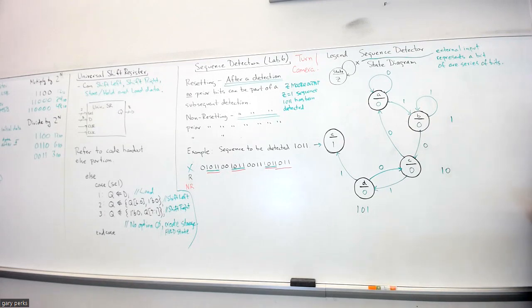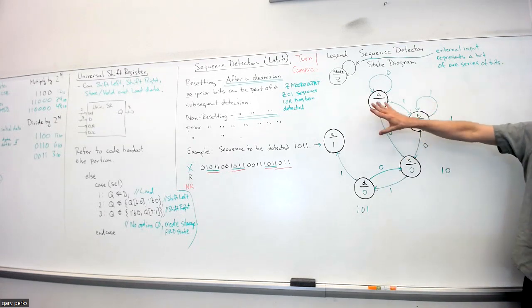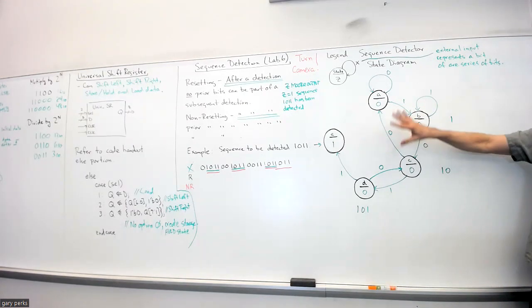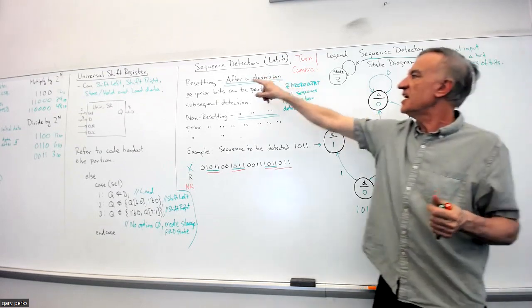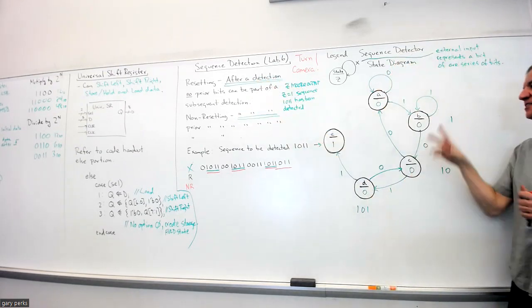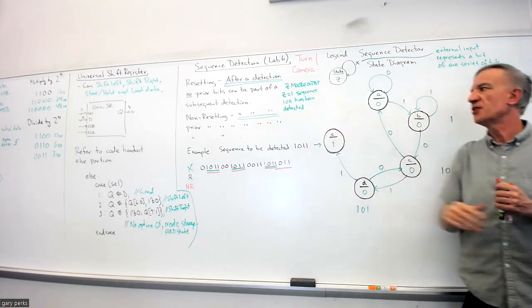Now, I have a question for everyone. We're going to finish this. We're not done yet. But up to this point, where you see green and black, is this a resetting or non-resetting? Is this state diagram for resetting or non-resetting?